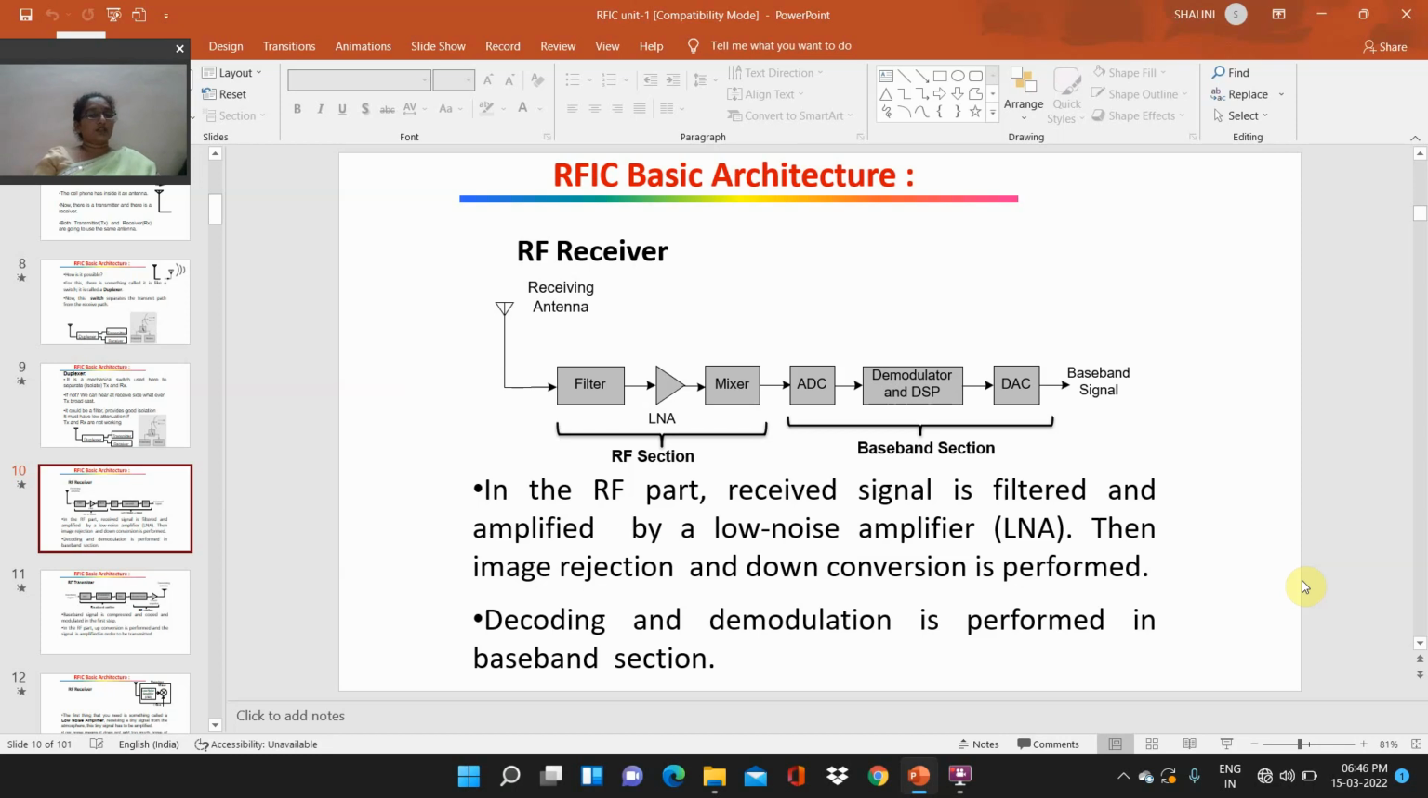Next, in the RF part, the received signal is filtered and amplified by a low noise amplifier, then image rejection and down conversion are performed. Decoding and demodulation are performed in the baseband section.